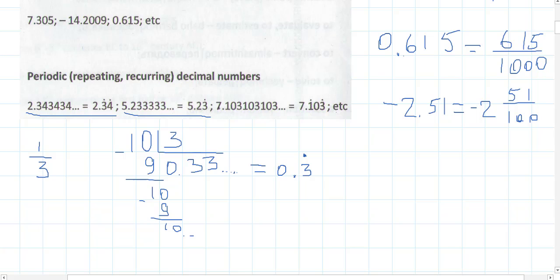And the next one, for example, 7.1103103103. Here, 1, 0, 3, 1, 0, 3, 1, 0, 3 are repeating. So that's why it will be 7.1 followed by 03 with dots. The first over dot means the beginning of this part, and the last one is the ending of this part. So this is what we call periodic or repeating decimal fractions.